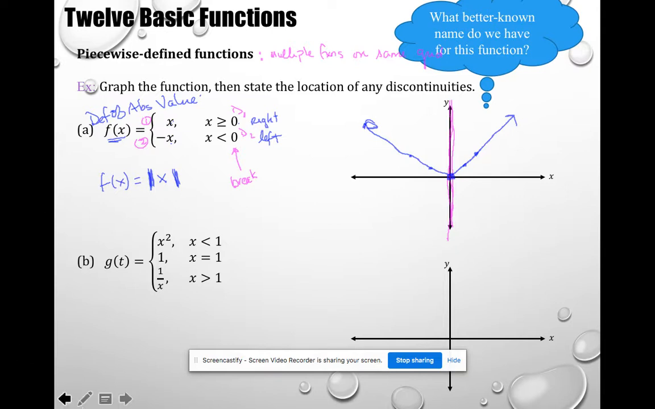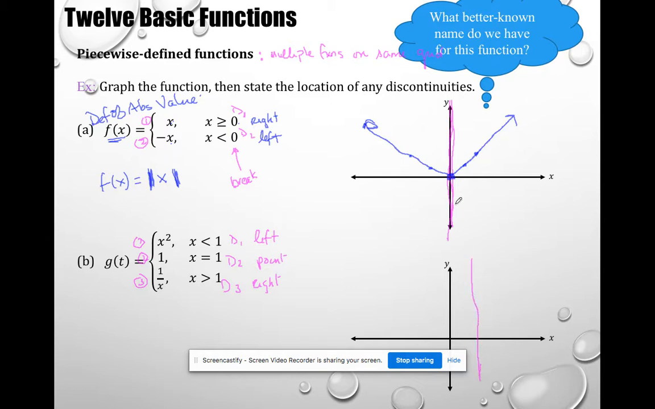All right, let's graph the next piecewise function. So this time I have 3 functions: 1, 2, and 3. This is domain 1, which is to the left. This is domain 2, which is only at a point. This is domain 3, which is to the right. And it's to the right of what number? Where's my break? That's it, 1. So I'm going to draw this break at 1.